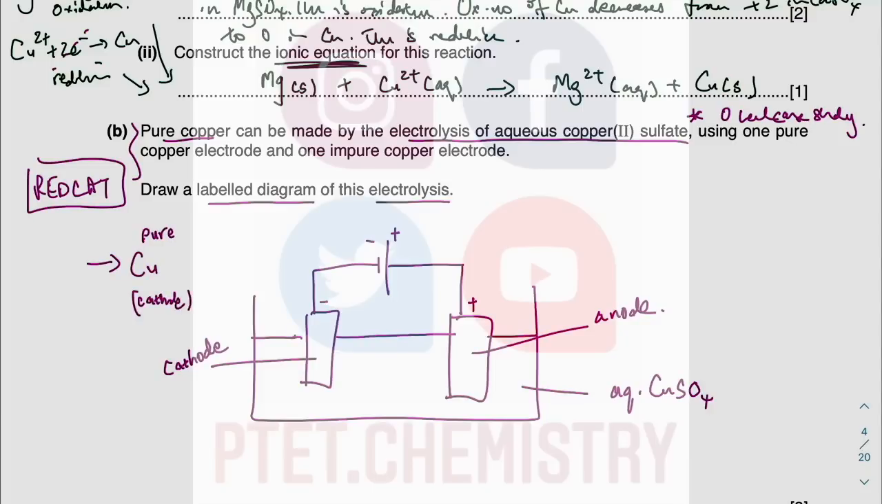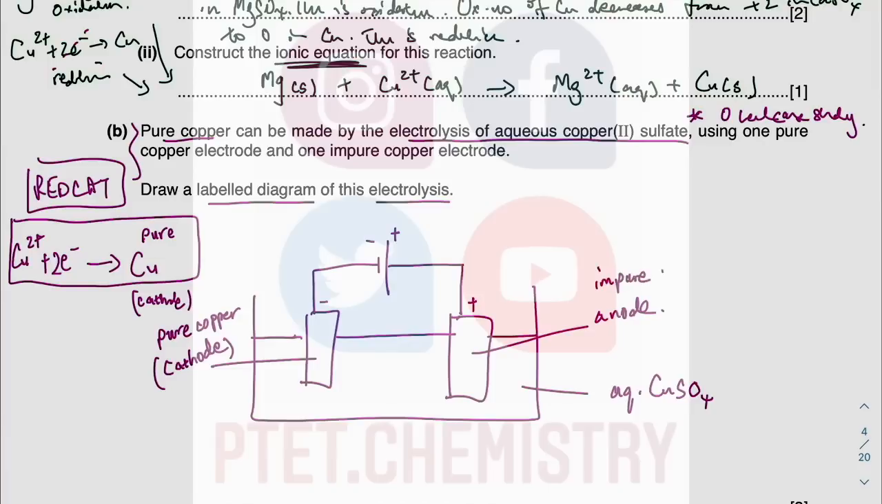How? You need to gain electrons. What needs to gain electrons to give you copper? Well, it's the copper(II) ion, Cu2+ plus 2 electrons, and that will happen at the cathode. Reduction happens at the cathode. You deposit pure copper at the cathode. So the cathode will be pure copper, which means the anode is the impure copper.